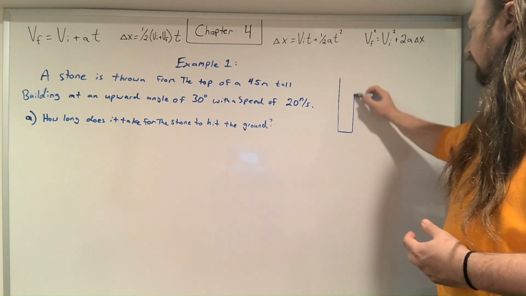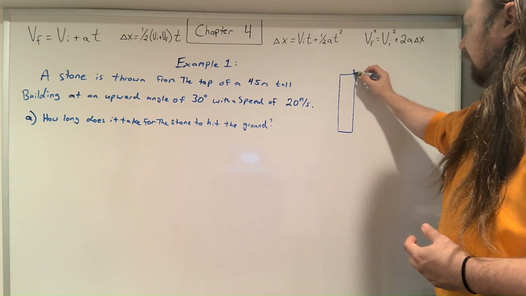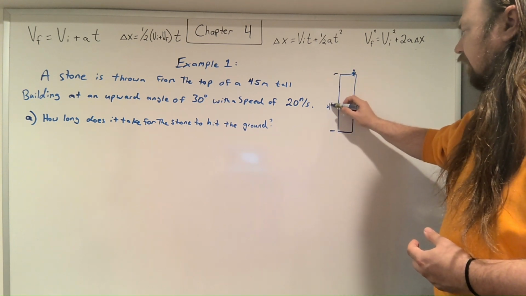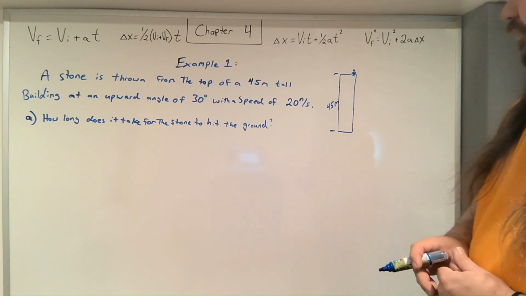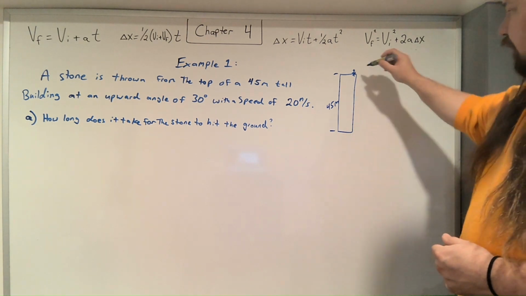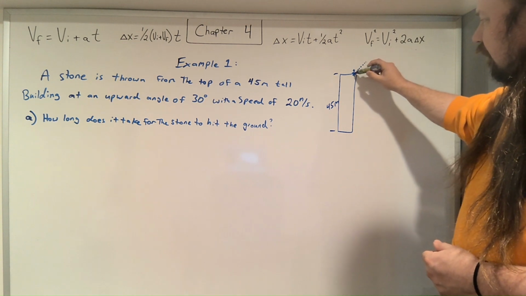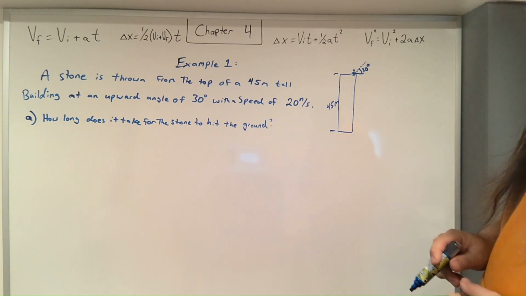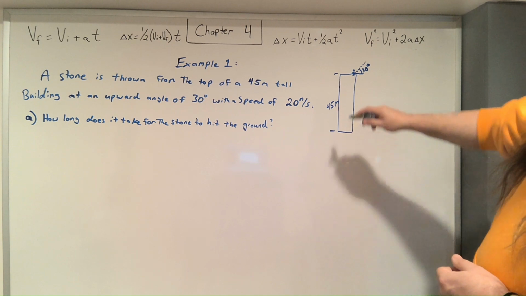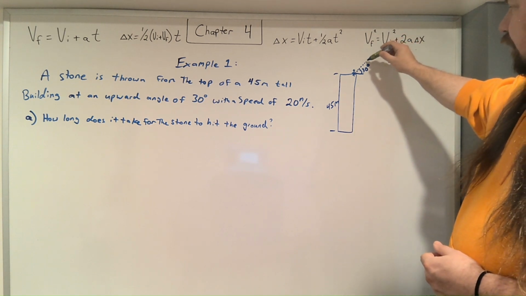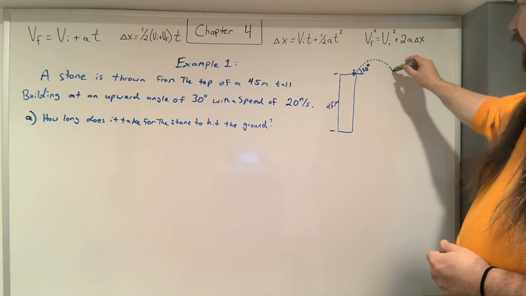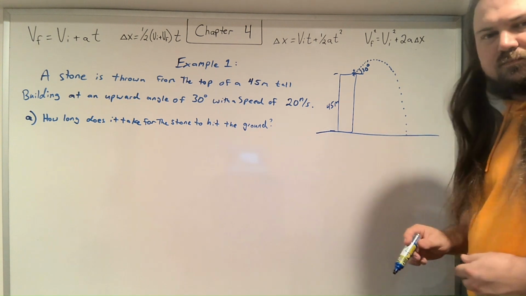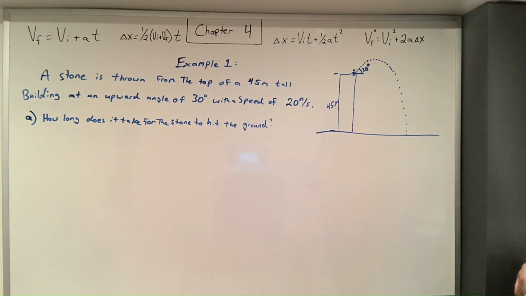So let me go ahead and draw out a building. Let's say we're up top of the building with our stone. There's maybe a little easement there where we can stand so that the stone will be thrown from 45 meters. And we throw the stone at an upward angle of 30 degrees. Okay, so you can kind of picture this, what's going to happen, right? You throw it upwards with 30 degrees. The stone eventually will turn over due to gravity, and then it's going to come down and it's going to hit the ground. Okay, something like that is going to occur.